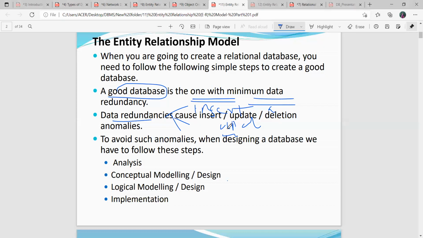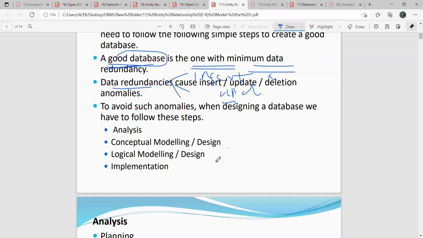Okay, so when we consider a good database, it is needed to have minimum data redundancy. Data redundancy causes insertion, update, and deletion anomalies. So to avoid such anomalies, when you are designing a database, you need to follow some steps. So these are the main steps.